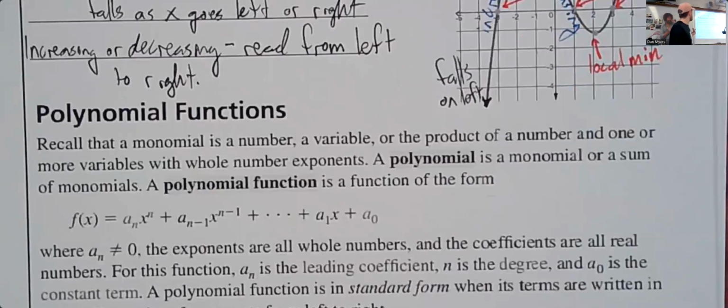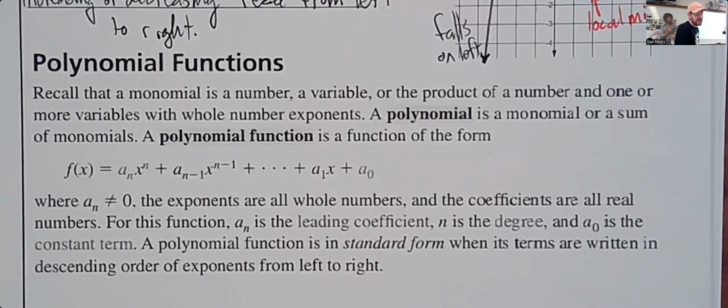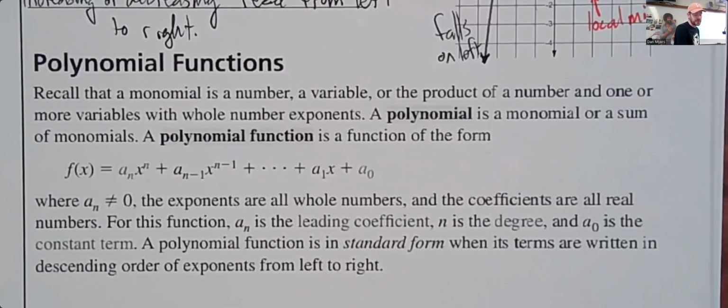So it says recall. So recall that a monomial, so this is algebra 1 stuff, that's why it says recall. Try to remember from algebra 1 that a monomial is a number, a variable, or the product of a number and one or more variables with whole number exponents. For example, 2 or 2x or 2x squared. That would be a monomial. Or 2x squared y. As long as it's only one term, without a plus or a minus after it, that is a monomial, mono meaning one, a single term.